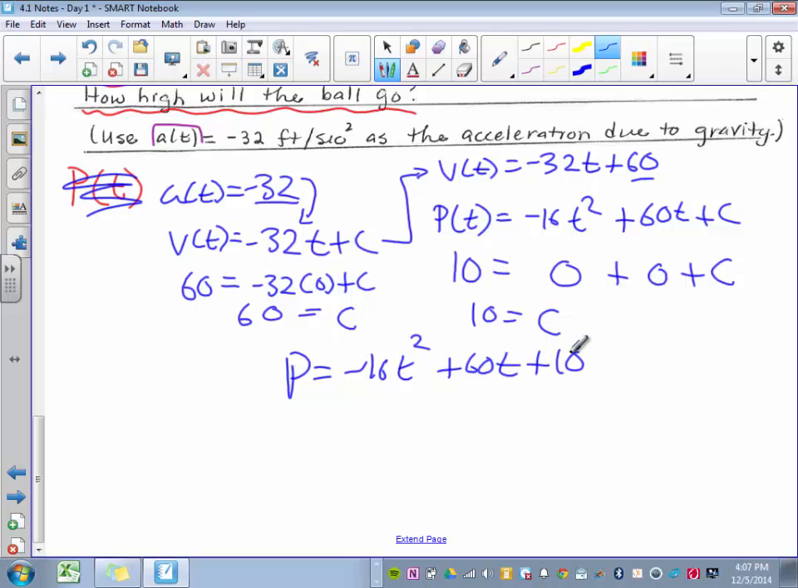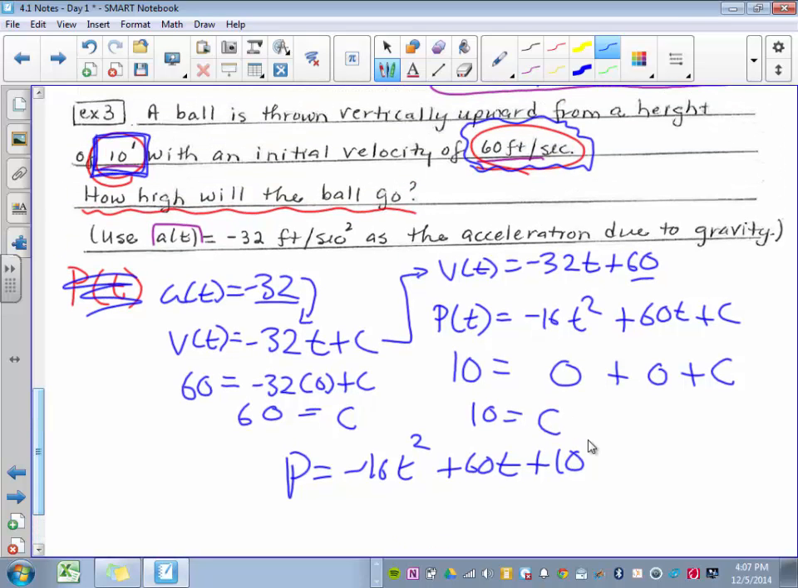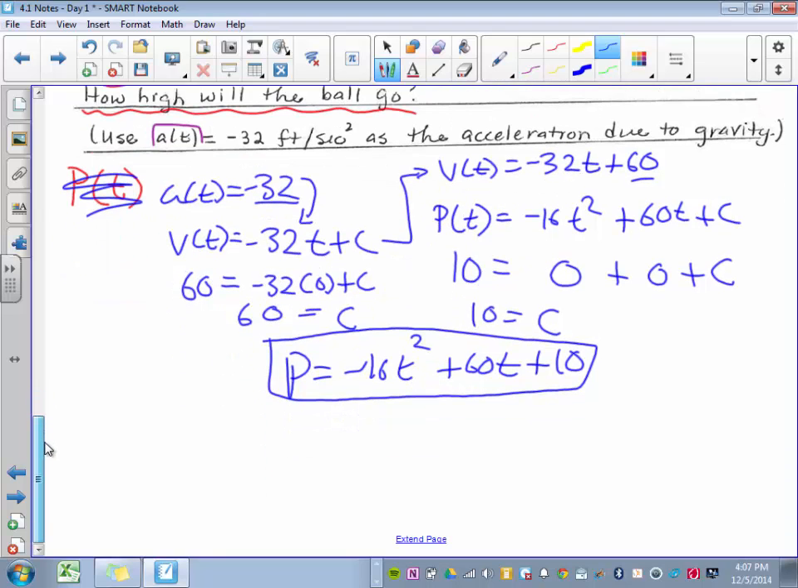Okay, so I've got my position function, which is great. That's what I was working towards. This is necessary to determine how high the ball will go. We want to figure out how high this ball will go, so we need to take the derivative and set it equal to 0. Well, we already did that, right? It's right up here. We need to find when the velocity was 0. We'll just set this part equal to 0, and we'll plug that point into this position function.